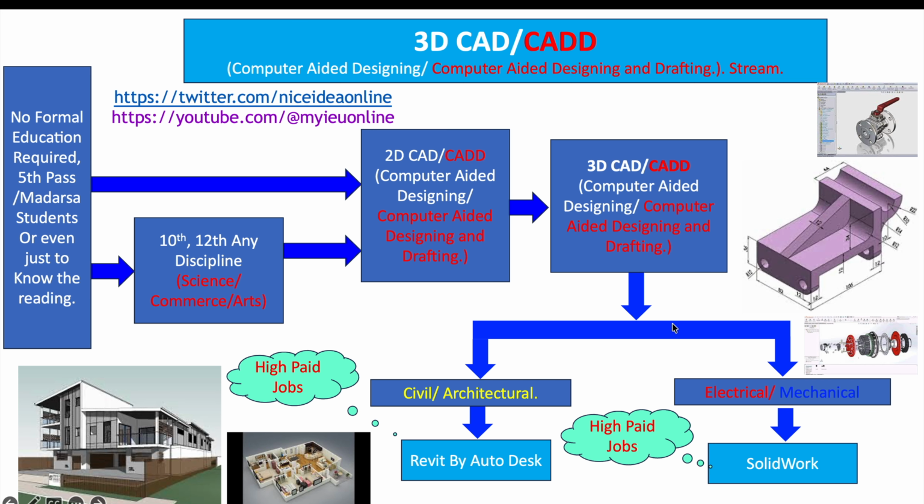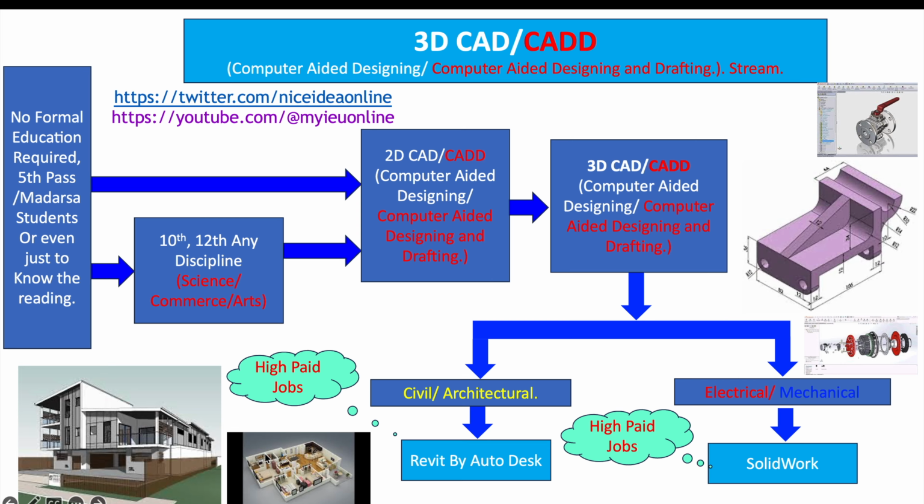Here especially the 3D designing, and AutoCAD for 2D. First you have to learn 2D, then after that 3D. And in 3D there is civil architecture. There is a specific software known as Revit. Here is an example of Revit.